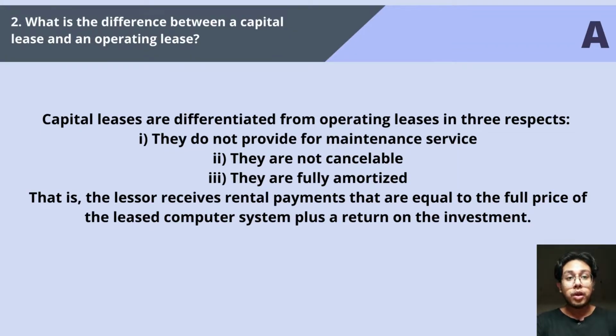Question number 2. What is the difference between a capital lease and an operating lease? Capital leases are differentiated from operating leases in 3 respects. First, they do not provide for maintenance service. Second, they are not cancelable. Third, they are fully amortized. That is, the lessor receives rental payments that are equal to the full price of the leased computer system plus a return on the investment.